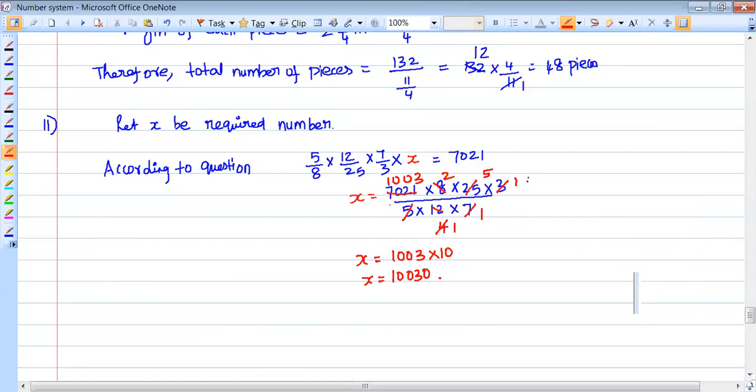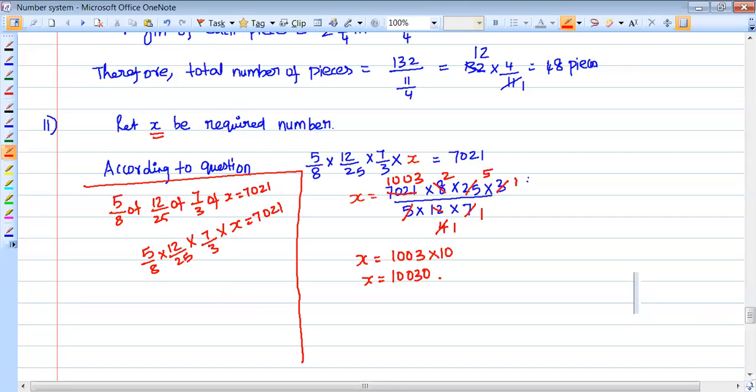Kanisk, very simple. Let our number be X. So 5 by 8 of 12 by 25 of 7 by 3 of our number x is equal to 7021. What is the meaning of this? 5 by 8 into 12 by 25 into 7 by 3 into x is equal to 7021.